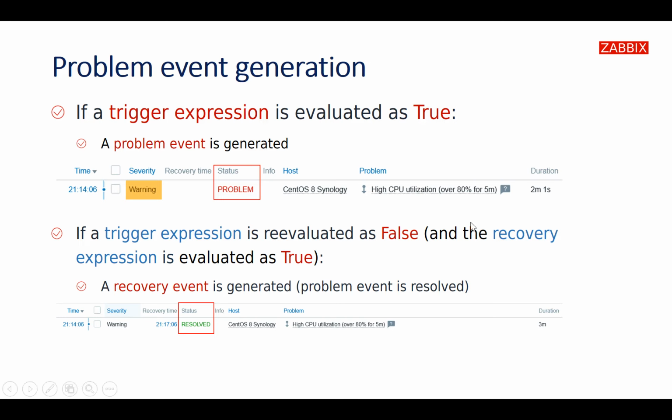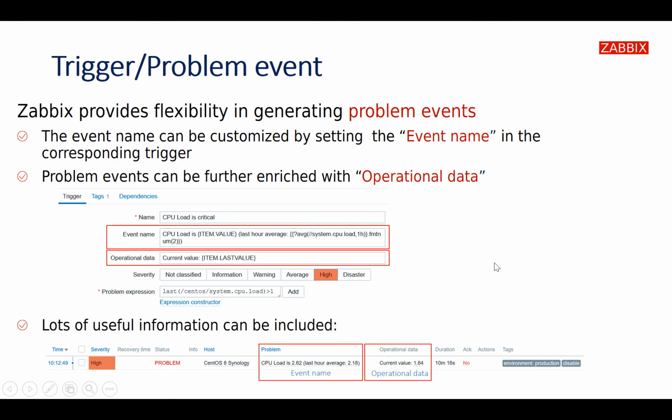And in the corresponding section of monitoring problems, you can see the resulting set of data for the problem event, either in a problem state or a resolved state, the time when the problem occurred or resolved, the severity of the problem, the recovery time, or it would be blank for a just emerged problem which is still in a problem state, the host where the trigger has fired, the trigger which generated the problem event name, and the duration of the problem.